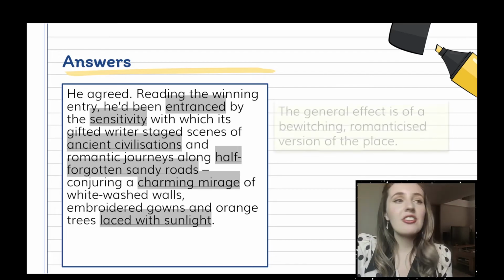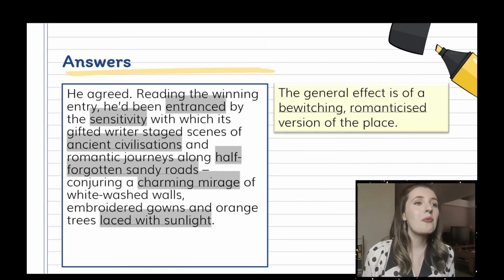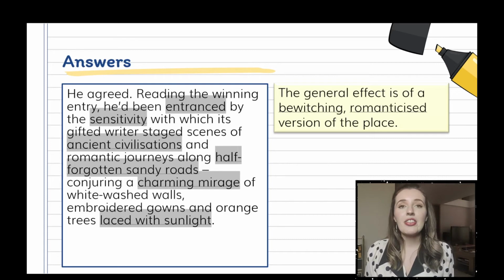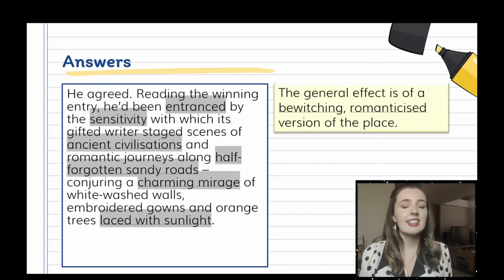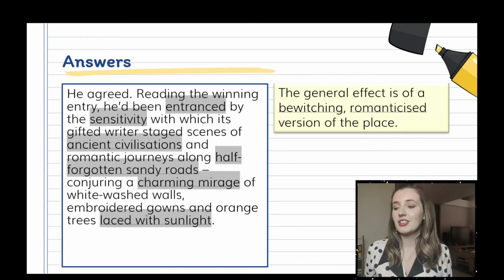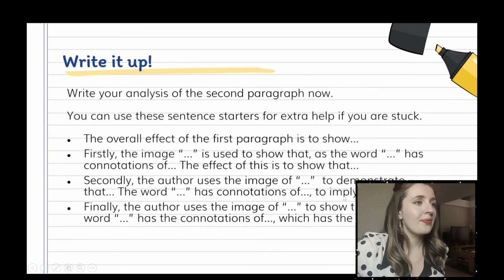So the overall effect of this paragraph is to suggest the bewitching, magical, romanticized version of this place in the writing. And these are some of the words or phrases that I think would have been really good to pick out: entranced, sensitivity, ancient civilizations, half-forgotten sandy roads, charming mirage, and laced with sunlight. Let's have a look further.